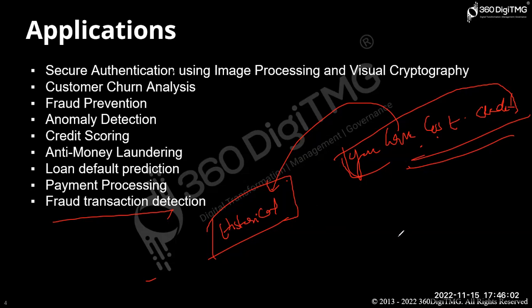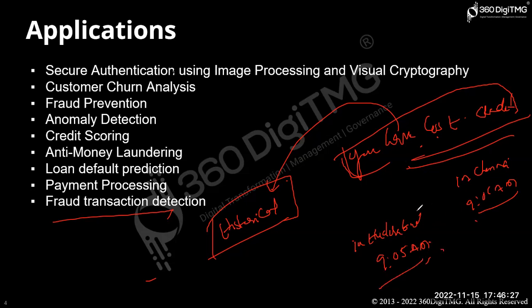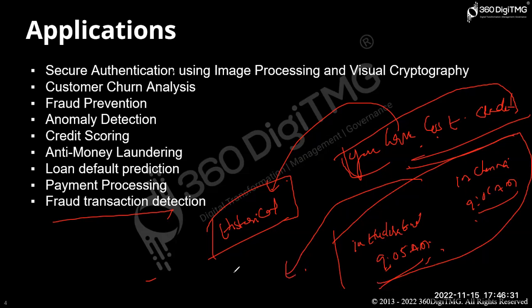Let's say in Hyderabad, you have done a transaction using your credit card at 9:05 a.m. Immediately in Chennai at 9:06 a.m., there is one more transaction with the same credit card. In that case, the machine learning algorithm will flag that it could be a potential fraud transaction.